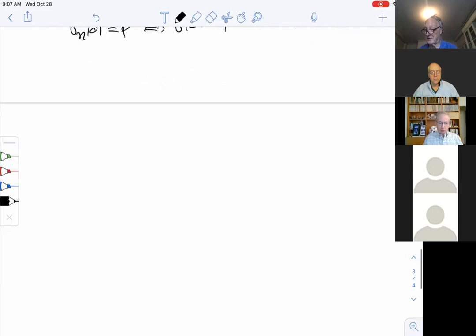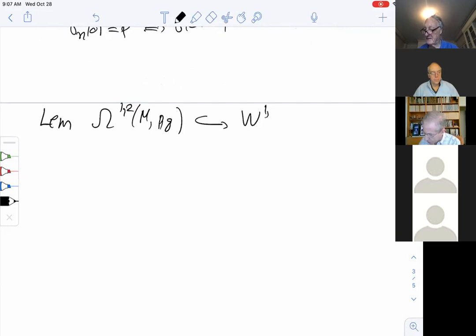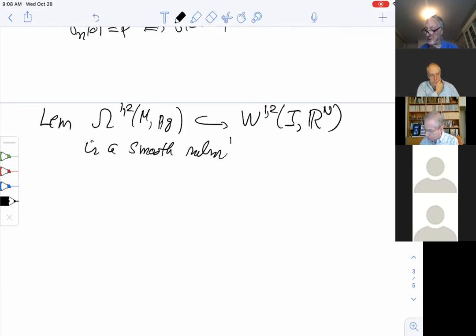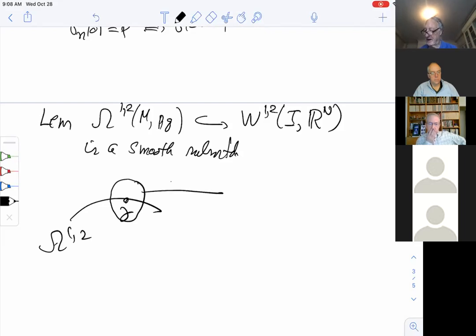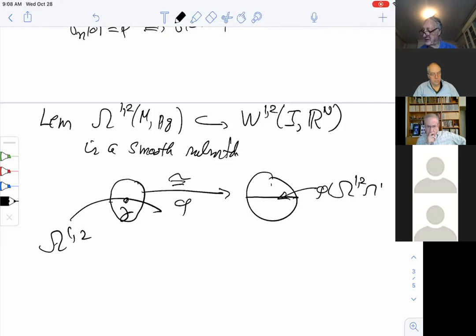Next, we want to see that it's a smooth manifold. Lemma: Omega^{1,2}(M, P, Q) is a smooth submanifold. So around every point, here's the Omega^{1,2} and here's a point gamma. We want to find a local patch and a diffeomorphism to another patch that straightens out phi, and this closed linear subspace is supposed to be phi of Omega^{1,2} intersect U, if this is U and this is V. So they go to the origin.